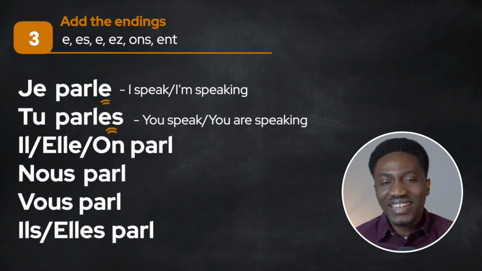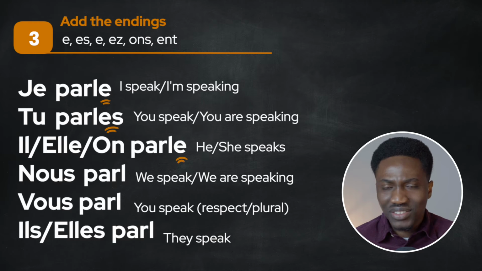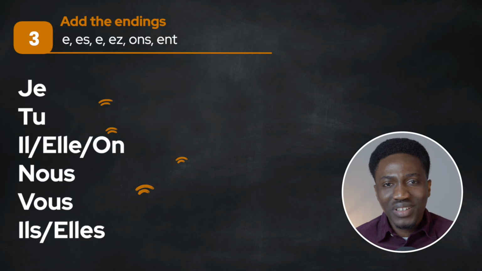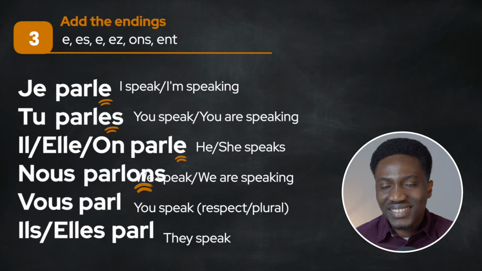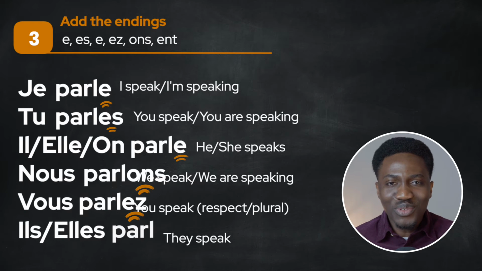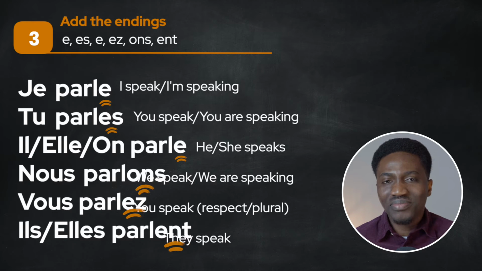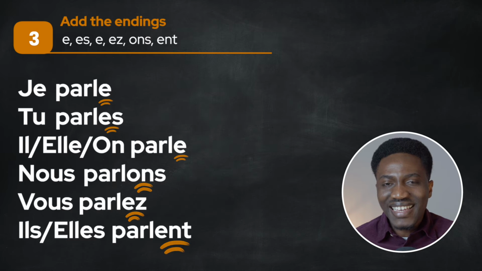For il, elle, and on, it is E. So just add E. So il parle, elle parle, on parle. Okay? For nous, it is ONS. So just add ONS to the root. For vous, it is EZ. So just add EZ. And for ils or elles, that's the plural, just add ENT.